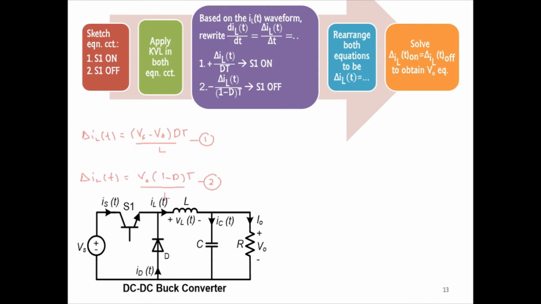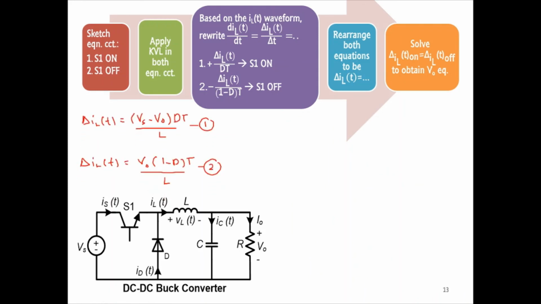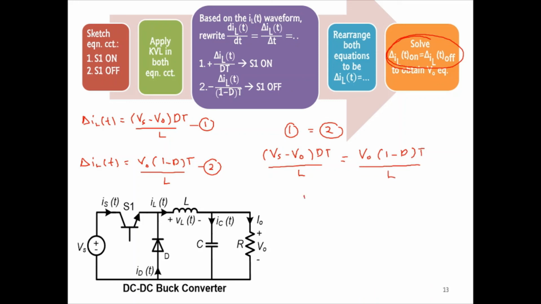Lastly, we need to solve these two equations based on the previous assumption to obtain the output voltage equation. According to this derivation, the output voltage of the buck converter is equal to Vs times the duty cycle.